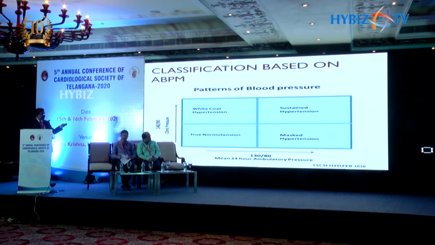Probably if the clinic blood pressure is normal and the ambulatory blood pressure is also normal, it is considered a true normotensive individual. When the clinic blood pressure alone goes up and the ambulatory blood pressure remains the same, probably white coat hypertension is a possibility. And when the opposite happens, where ambulatory blood pressure alone is high and the clinic blood pressure is normal, it is called masked hypertension. And if both are high, that is sustained hypertension.